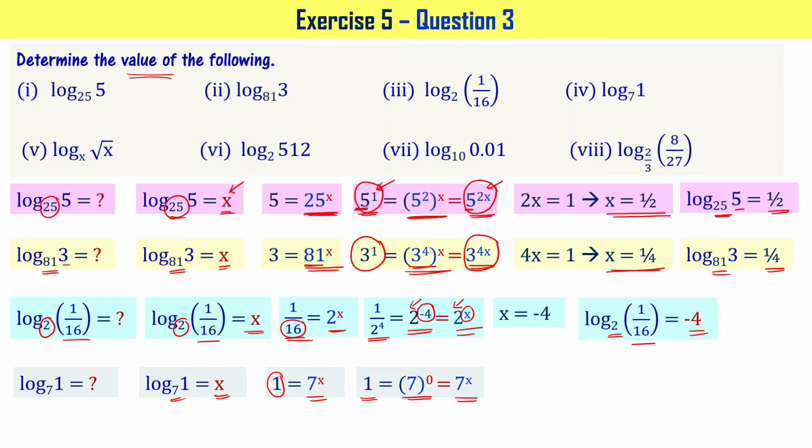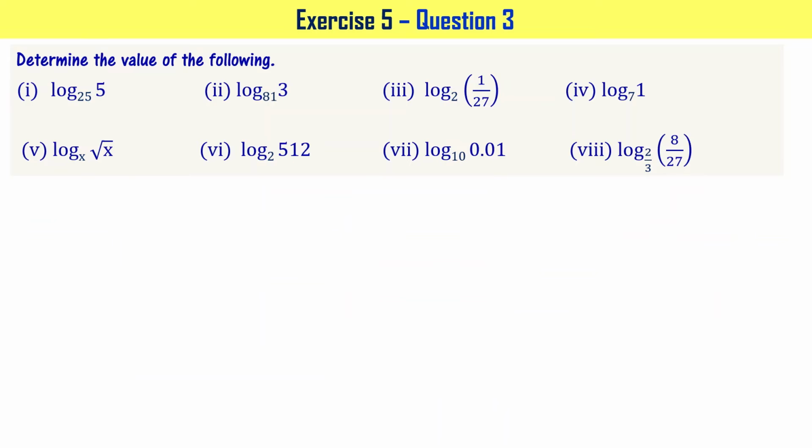So since the base is the same, I can equate the exponents. x is going to be equal to 0, right? If you substitute that here, the answer is going to be log of 1 to the base 7 equals 0. Got it? Now let's look at the next part, that is log of square root of x to the base x, right? Let me assume that log of square root of x to the base x equals y.